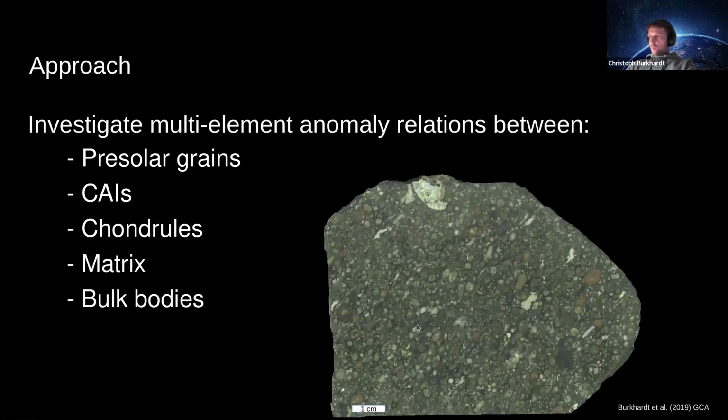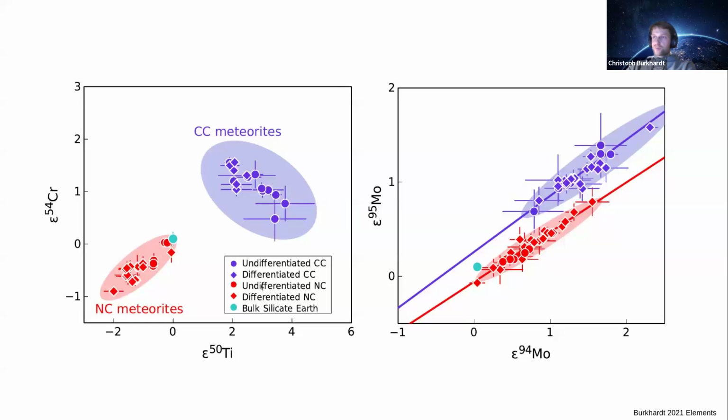So I looked into this problem a few years ago because now there's data for presolar grains and CAIs, or calcium aluminum rich inclusions, chondrules, these small spherules, and matrix that puts everything together. And then we can analyze how these individual components relate to the anomalies of the bulk bodies. And the good thing is I spare you all the details and come just back to this figure of anomalies again.